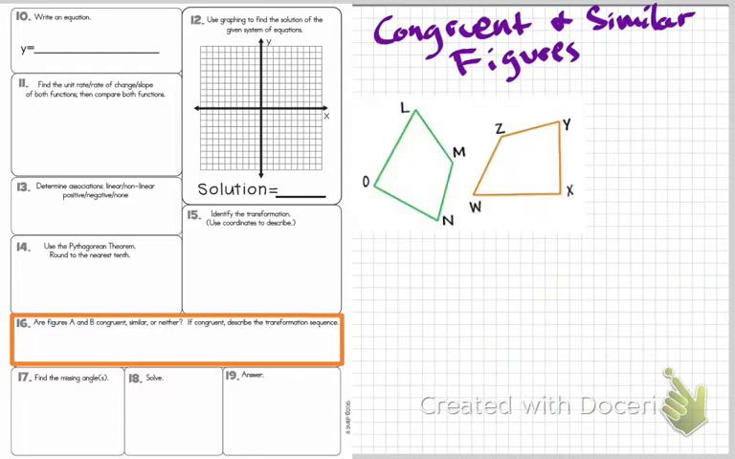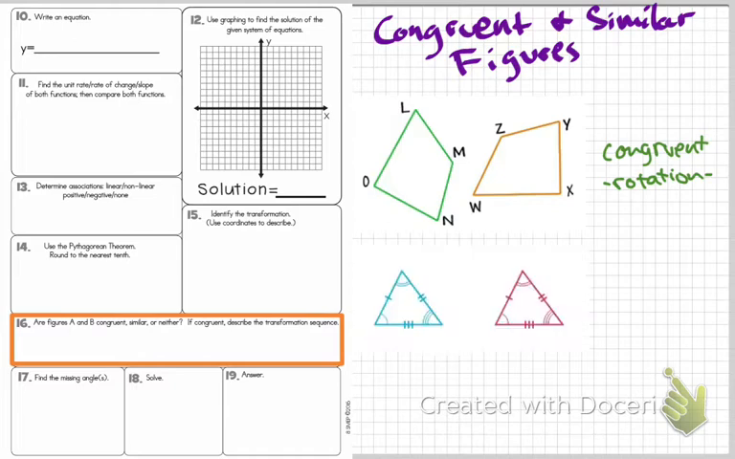So let's go ahead and take a look at this figure here. Just by looking at this, I'm going to notice that those shapes look exactly the same. In fact, if I was to take the orange shape and change how it's oriented on the paper, I'm going to notice that it's going to overlay exactly. So these would be what would be called congruent figures. And if I was to describe the transformation that took place, I would say that it rotated. It spun around, using those vocabulary words that we talked about in question 15.